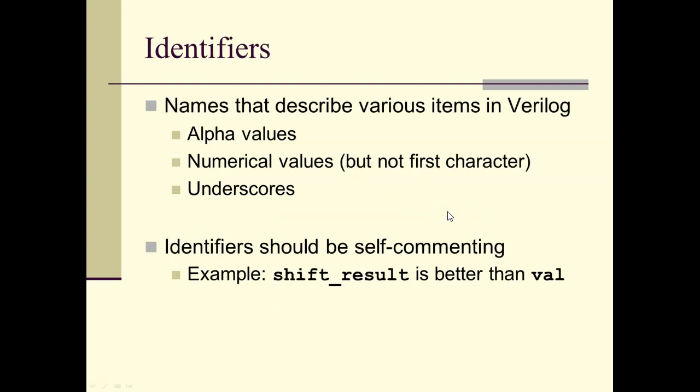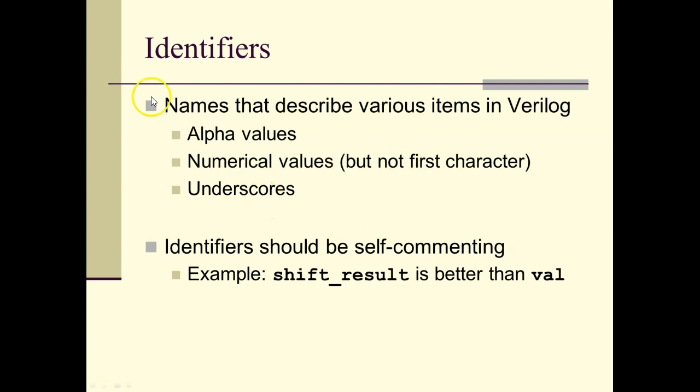So what you have out there, we'll call them identifiers. Essentially, they're just names to describe things in Verilog, such as the module names and the signal names. They all need to be alpha values. You can use numerical values in them, but you can't start the identifier with a numerical value. Also, you can use underscores, quite effective and kind of self-commenting. Ideally, your identifier should be self-commenting, which is just an approach to use the label to indicate the purpose of that module or that signal.